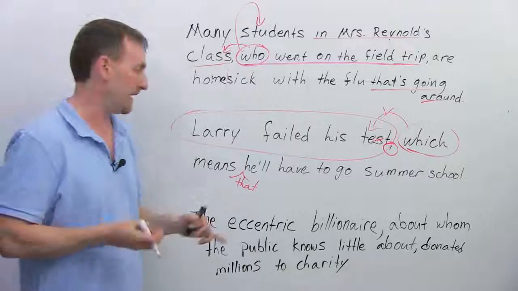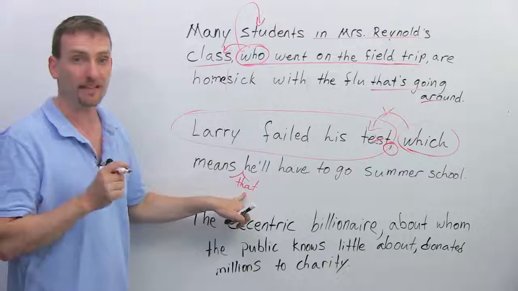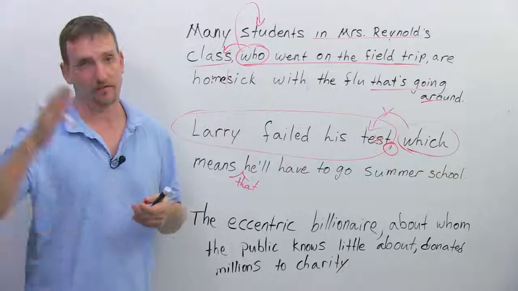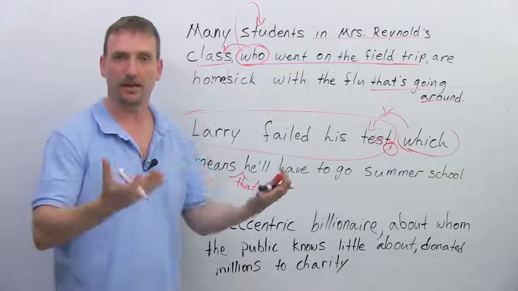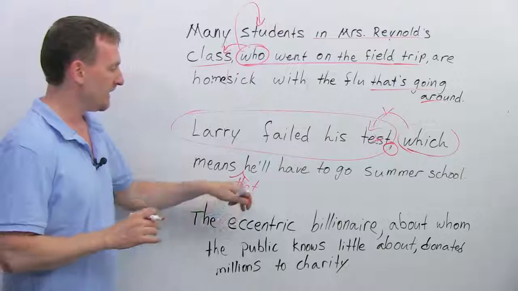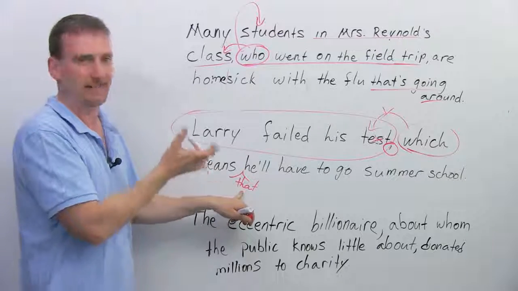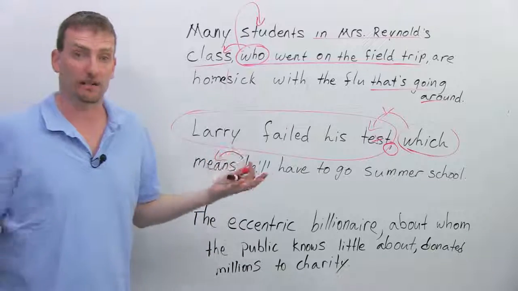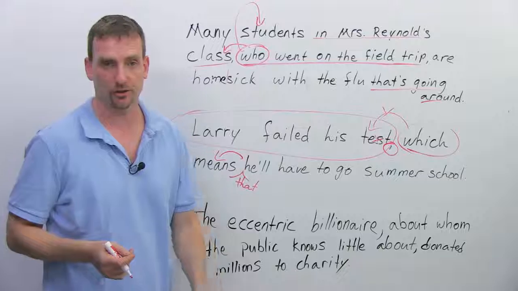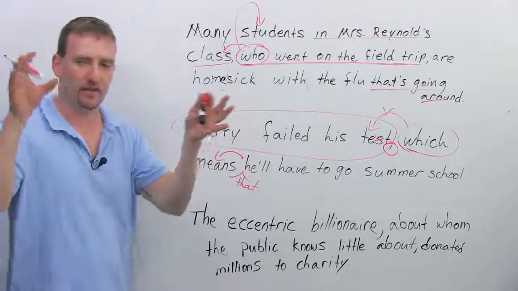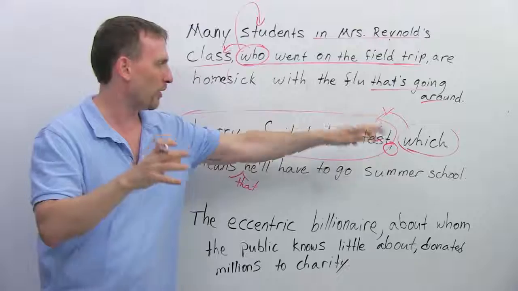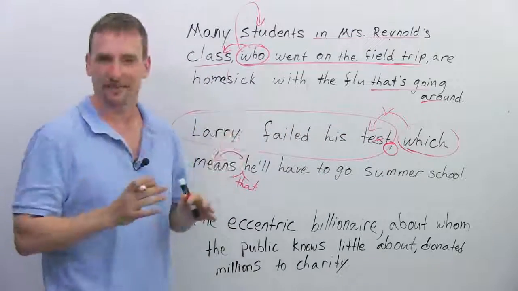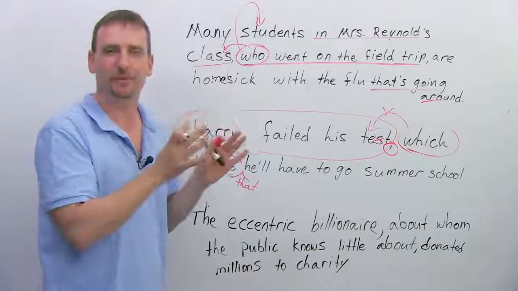Another thing you have to keep in mind is that the pronoun that can also begin a noun clause. If you're not sure about noun clauses, I have a video about those. You can check that out and learn about noun clauses. In this particular case, the noun clause acts as an object to the verb means. Means what? That he'll have to go to summer school. So again, you have a clause inside a clause, and the whole clause is about the whole other clause. Confusing? No, not really. Everything has to make sense. That's the beauty about English.